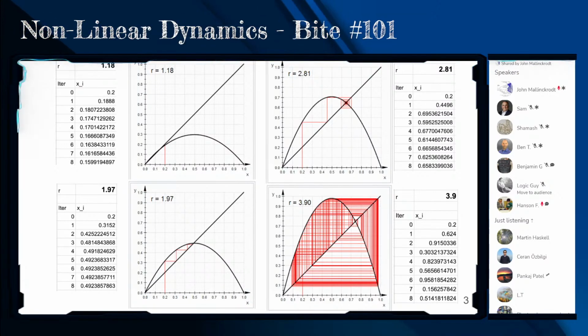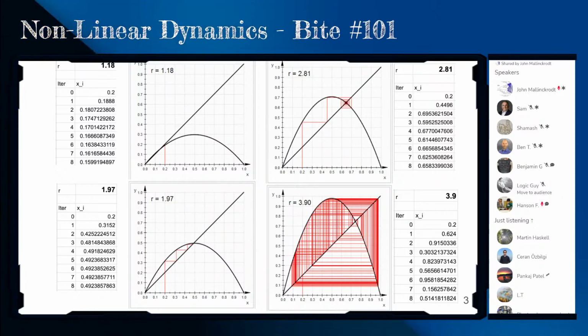At 1.97, it's a little more interesting because you can see it a little bit better. The fixed point has now moved up. The crossing point of the function and y equal x has moved up to something more like 0.5, a little less than 0.5.